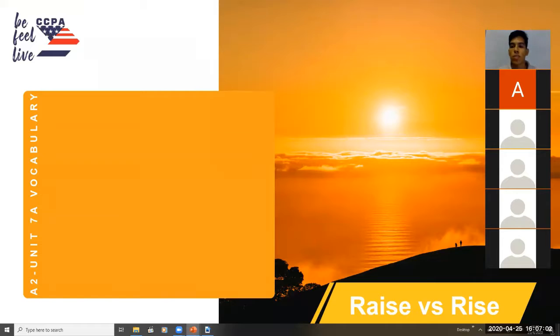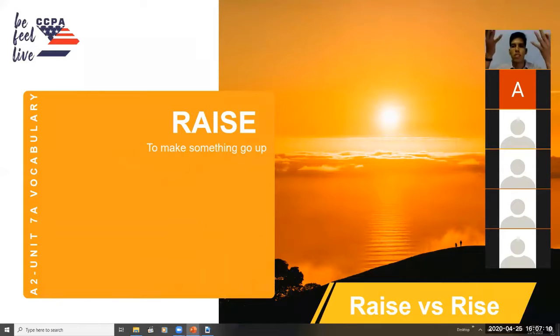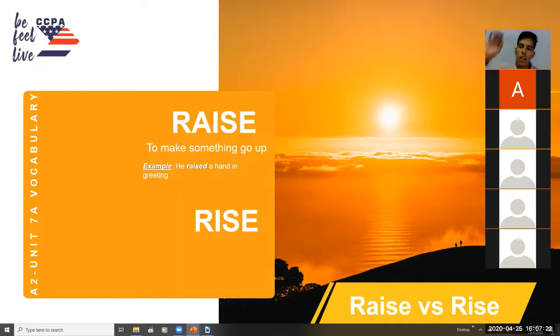Raise versus rise. What's the difference? Raise is to make something go up. You do it to make something go up. Example, he raised a hand in greeting. You see? Also, one of the classroom rules is like, raise your hand if you have a question, right?